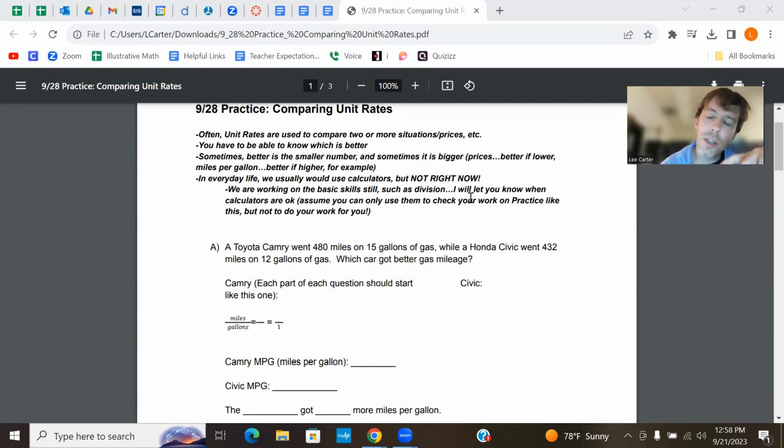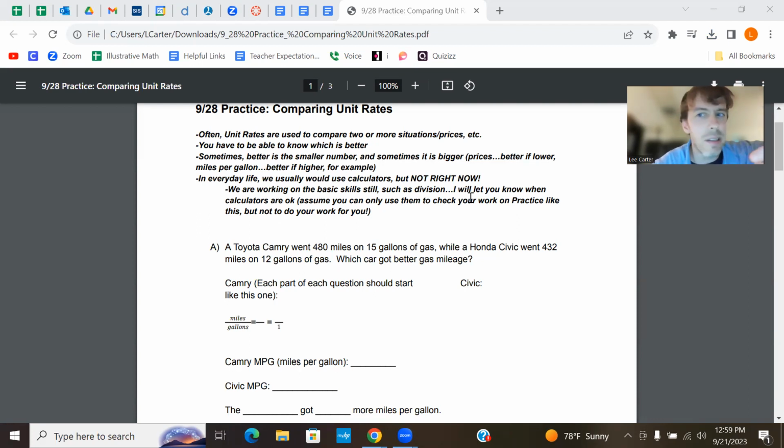Now, the situation is in life, sometimes a higher number is better, sometimes a lower number is better, right? So you have to be able to interpret the unit rate based on the situation. So, for example, if you are going to the store and you say which one has the better price, you mean it is cheaper, less money for whatever you're getting. Or like gas, right? A lower price per gallon is better, right?